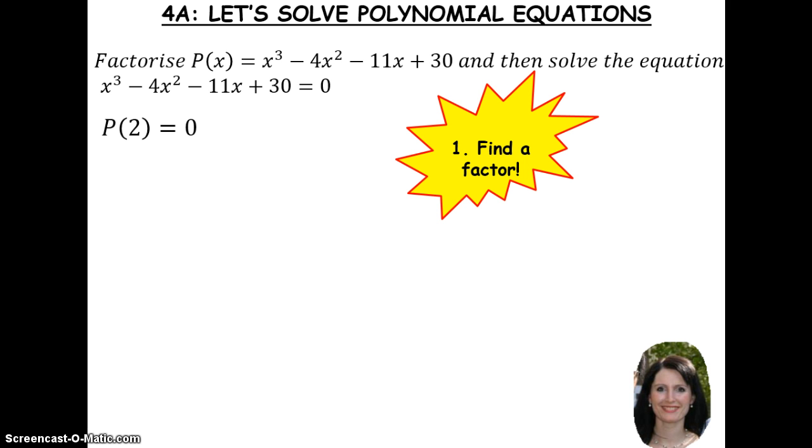When we substitute 2 in for x, we end up getting 0. You can check that out if you like. So that means that x minus 2 is a factor.